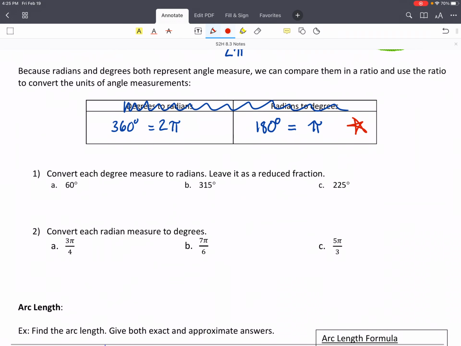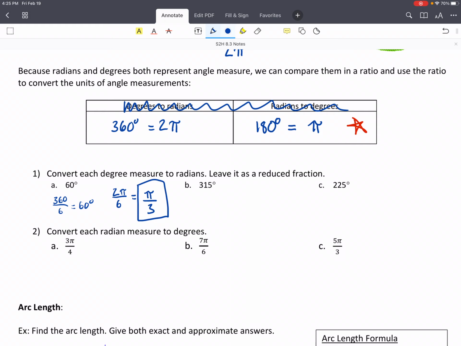So for example, when I'm converting 60 degrees, I know that 360 divided by 6 gets me 60 degrees. That means 2 pi divided by 6 gets me pi over 3 radians, and that would be how we could do that one. The problem is when I get to 315, which is not as easily manipulated.